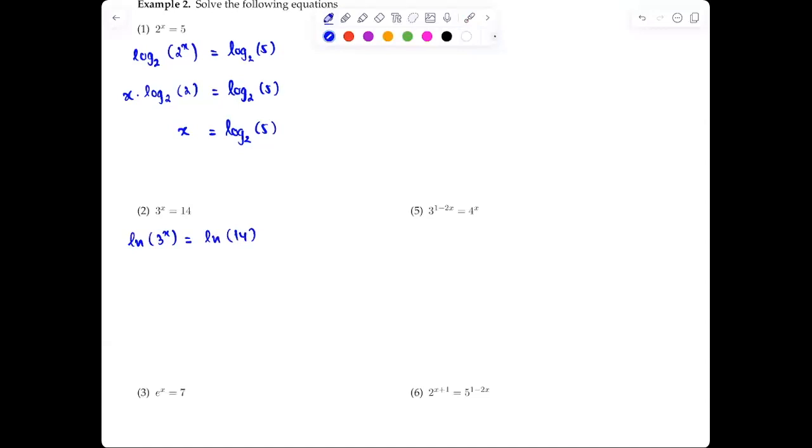No matter what the base is in the exponential equation, just apply ln on both sides of the equation. Then for the next step, I bring down the power x by using the power property, and I get x times ln of 3 equal to ln of 14. To get x by itself, you divide both sides by ln of 3, and you get x equal to ln of 14 divided by ln of 3.